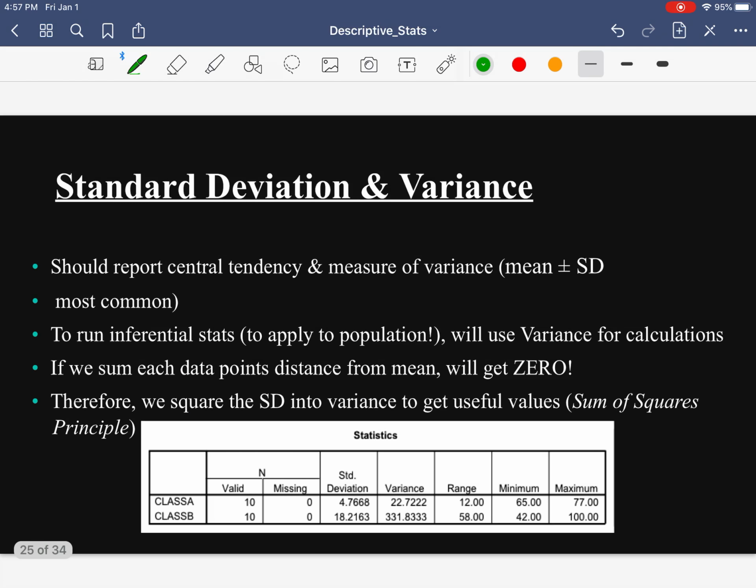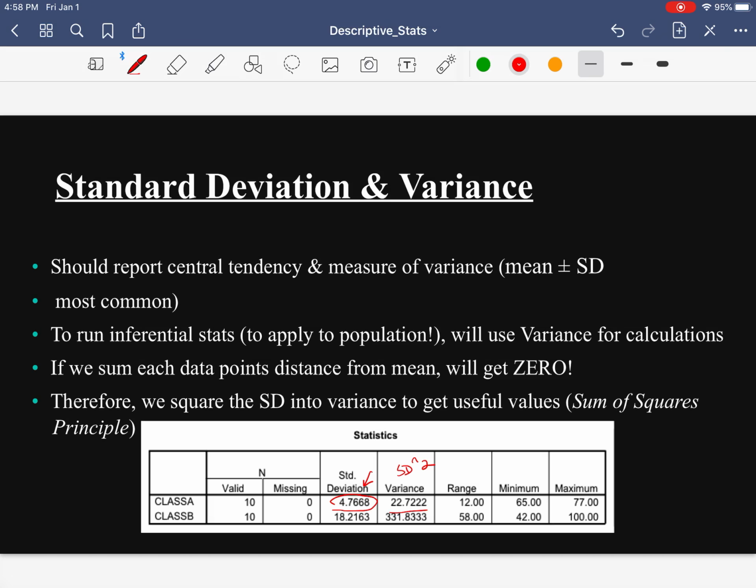Cool. All right, when we see it reported in SPSS, you'll often see the standard deviation reported. You might see the variance next to it. We care about both numbers in terms of statistics. I'm going to report standard deviation, but when I go on to do further inferential stats like t-tests, ANOVAs, I'm going to be using variance. And variance is standard deviation squared. So if I take 4.7668 and I square it, I get 22.7222.